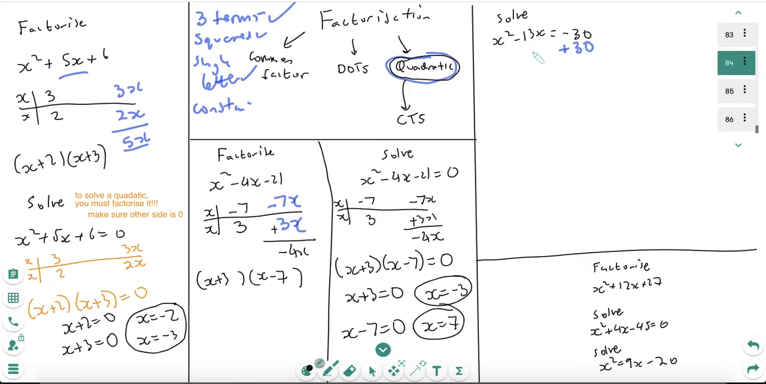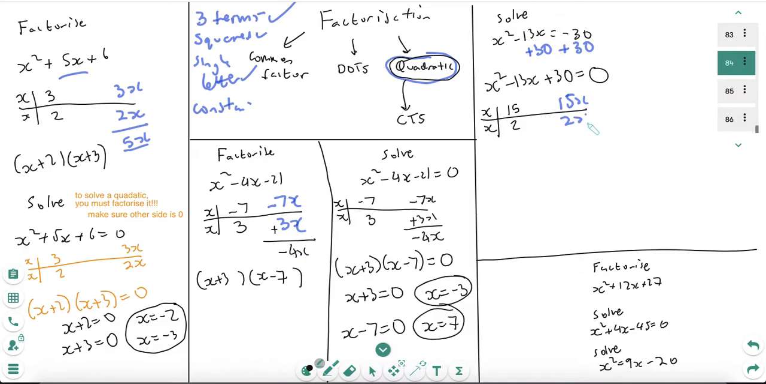I have plus 30 here, I have plus 30 here. So I say, okay, x squared minus 13x plus 30. And that cancels out, so we're left with 0 on the other side. I have a quadratic equal to 0. How do I solve a quadratic? I factorize it. So, x. Two numbers that make 30, 15 and 2. Let's check. X times 15 is 15x.